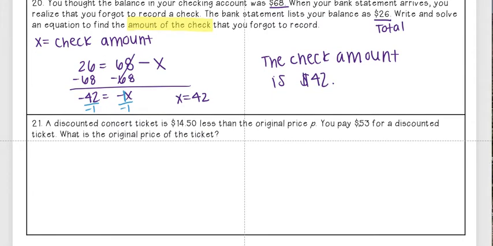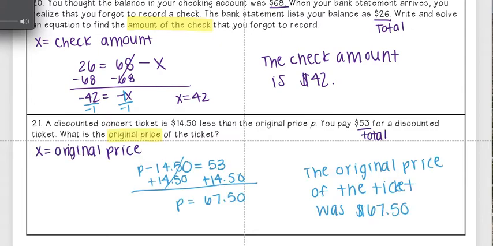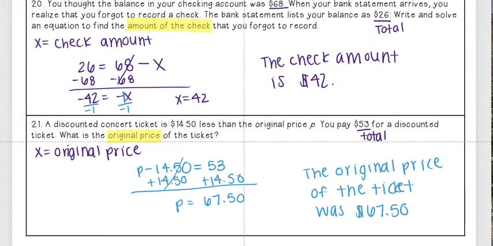Okay, pause the video and try to do that last problem on your own. So your answer for this problem should have been $67.50. It said a discounted concert ticket is $14.50 less than the original price P. The keywords there were less than. So that means I have my original price, and you're going to subtract $14.50 from that because it was discounted.